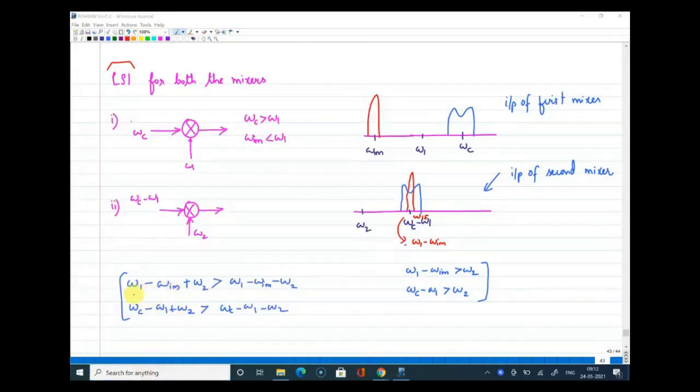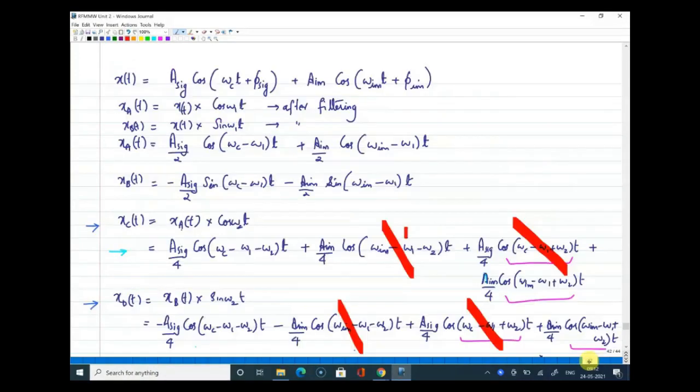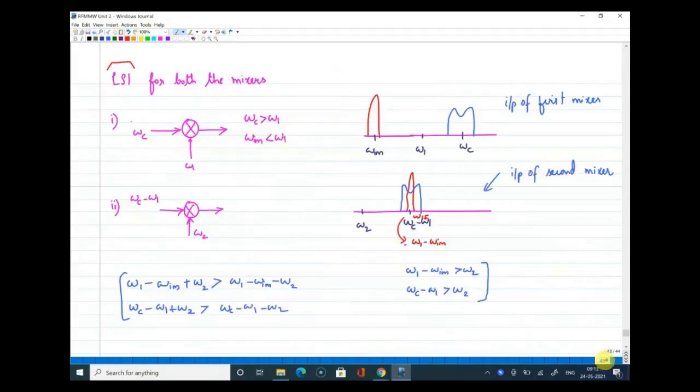We understood that omega 1 minus omega m plus omega 2 is definitely larger than this component. Accordingly, we have removed the components which are of high frequency. I think we stopped there.